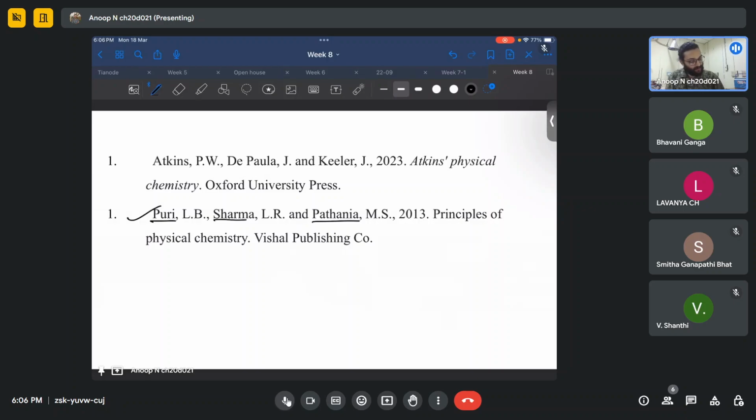Then you have the standard textbook, Atkins Physical Chemistry. So these two are available. You have to buy them, otherwise you have to find them somehow in internet sources. A copy cannot be shared by me. So these are the two textbooks you can use.